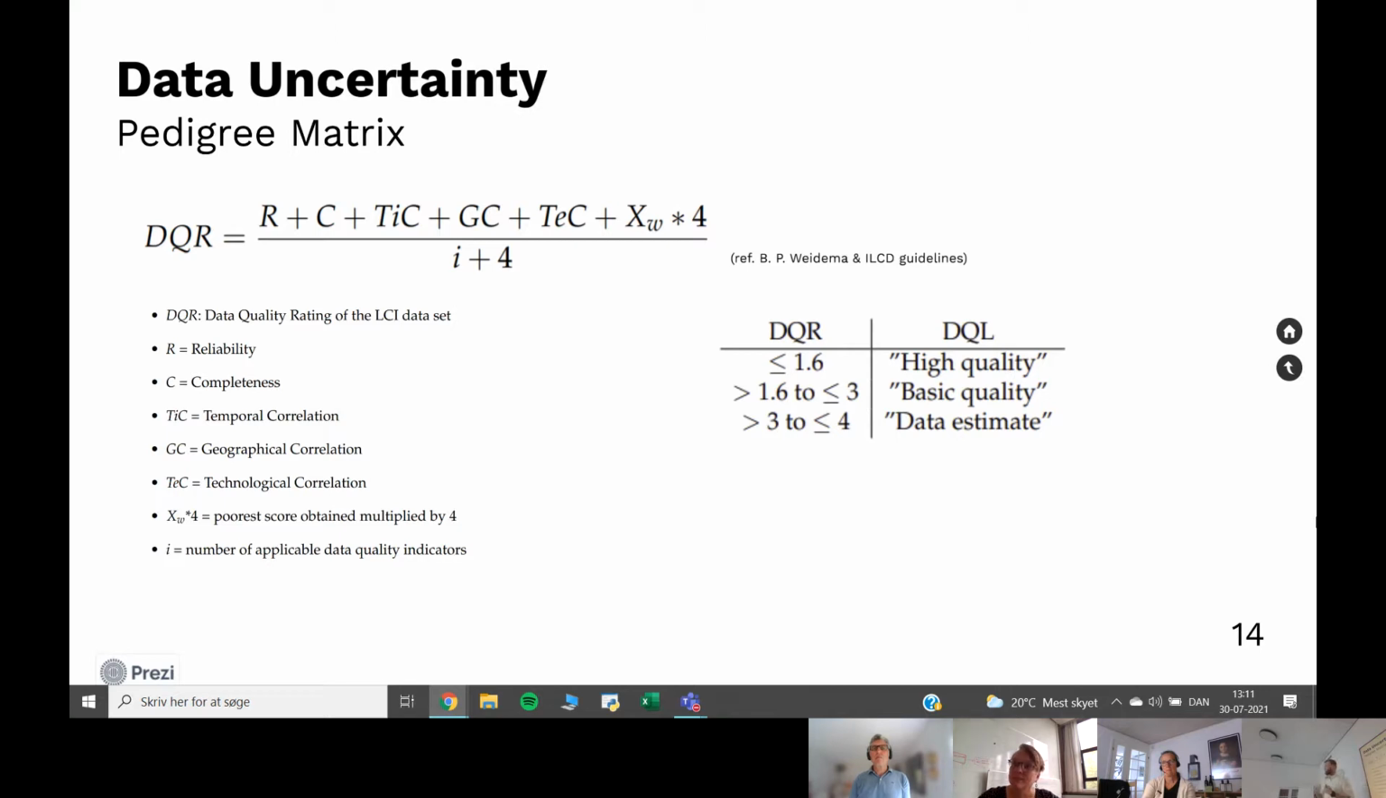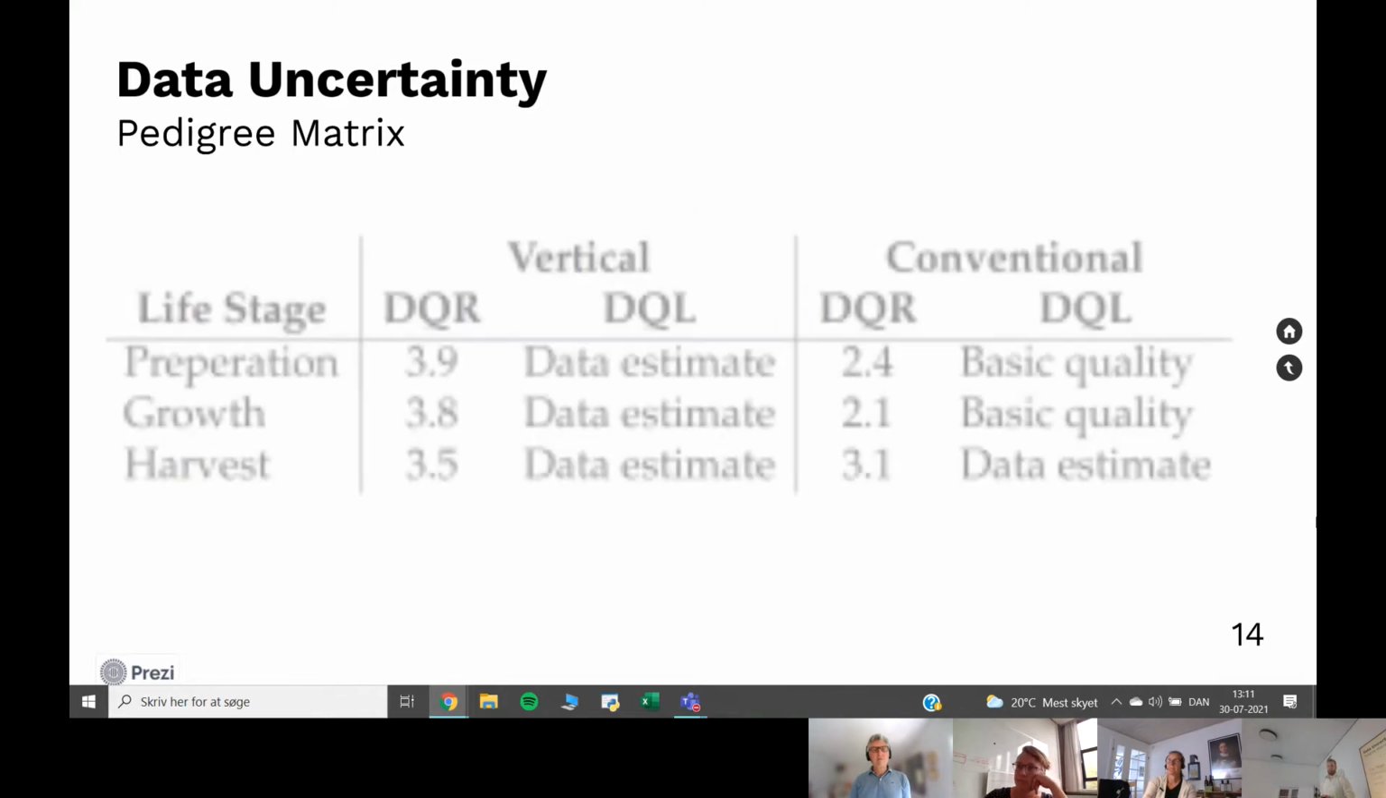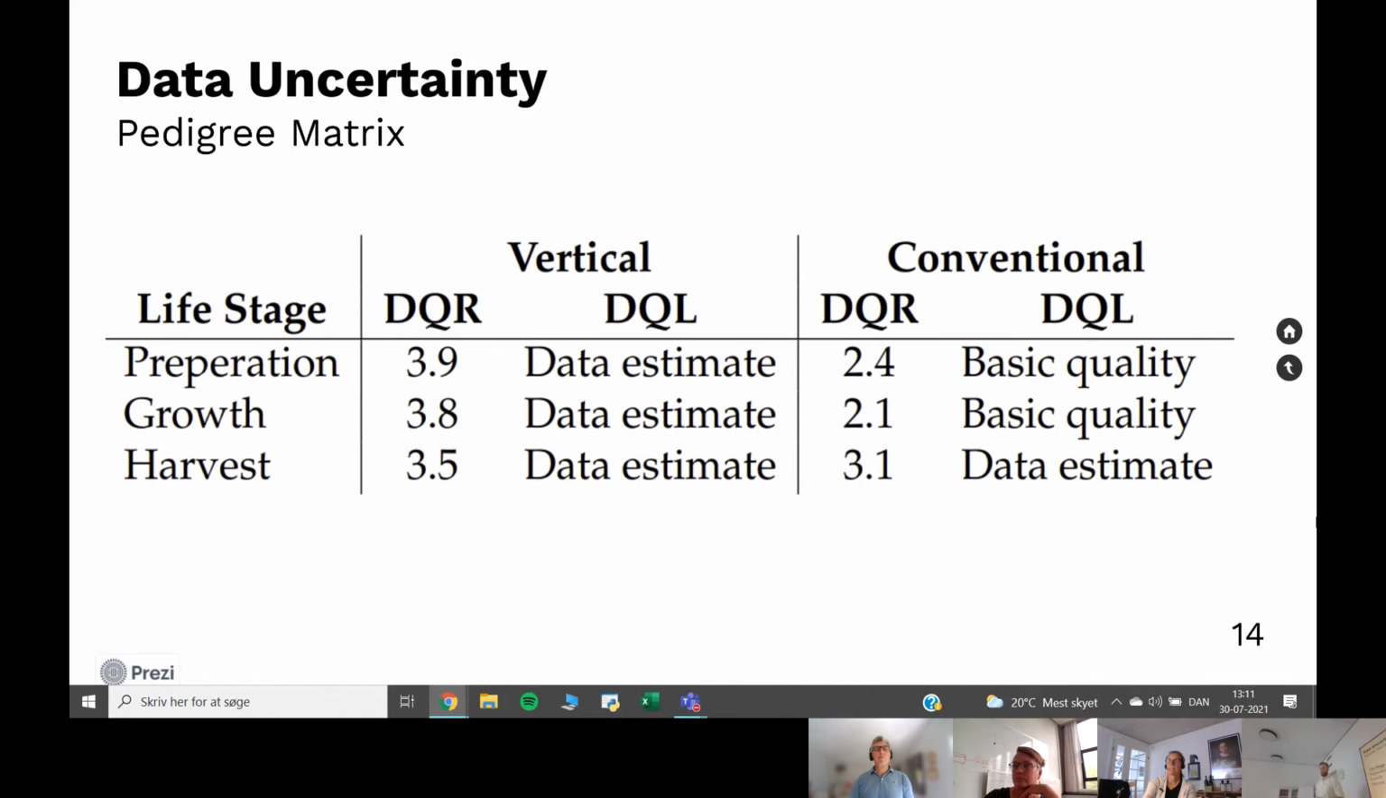And based on the number, I can determine what is called a data quality level, which is more like trying to make a qualitative statement of the data uncertainty. And I did that, and here you can see it for each life stage, for the vertical farm and the conventional farm. As I said, close to 5 is worst, close to 1 is best. And not surprisingly, the vertical farm is performing quite poorly in terms of uncertainty. There's a lot of uncertainty.